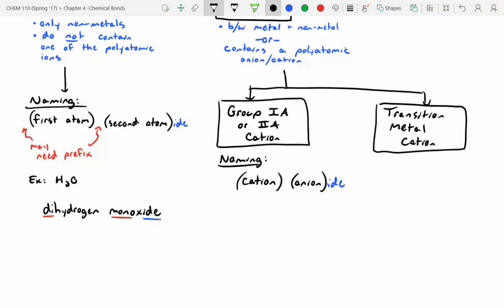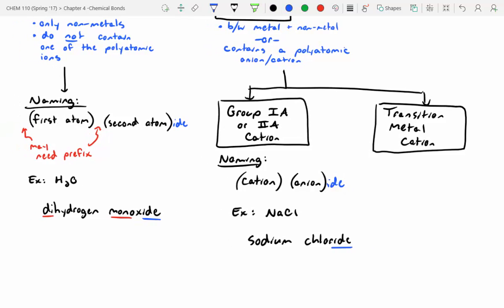So an example that we had that's really easy to remember is NaCl. Sodium's in that group 1. So this would be sodium chloride. Not too bad. All right.